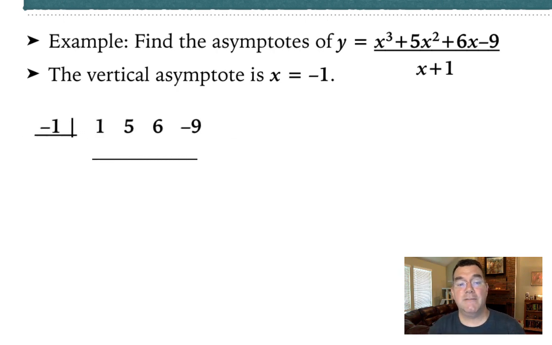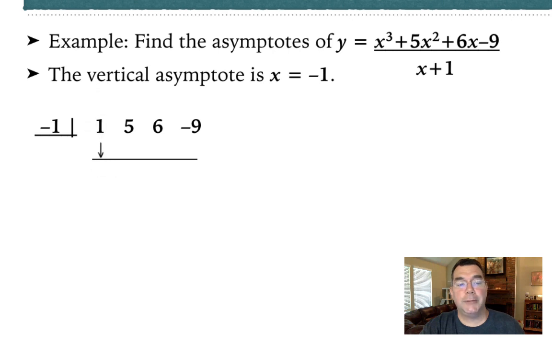And then I do synthetic division, putting a negative 1 for the x plus 1 in that little L shape, and then following that with the coefficients of what's on top: 1 for the x cubed, 5 for the 5x squared, 6 for the 6x, and negative 9 for the constant.